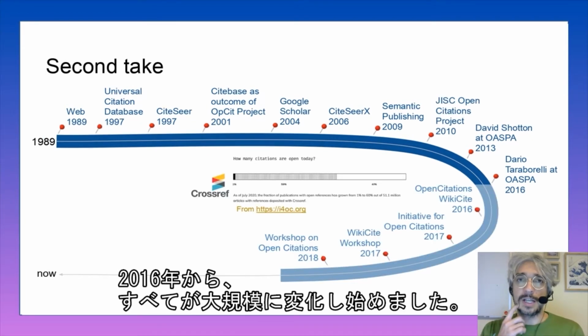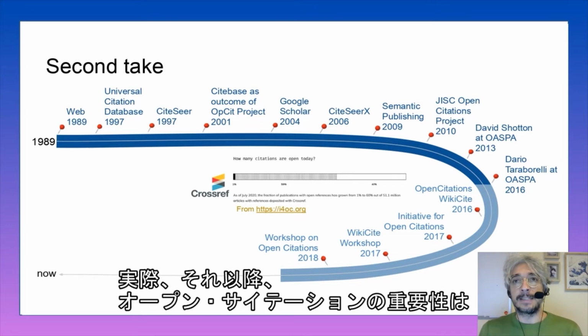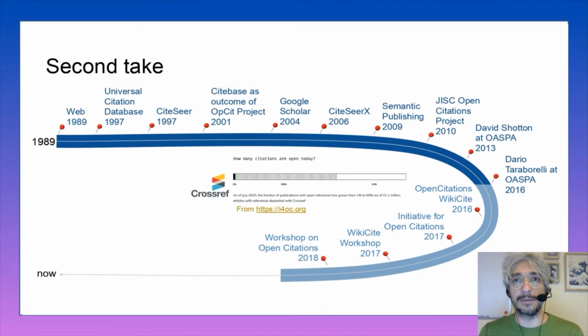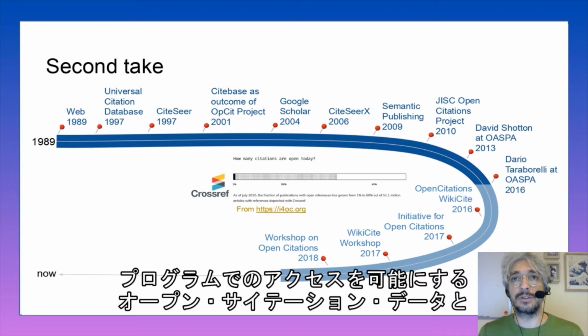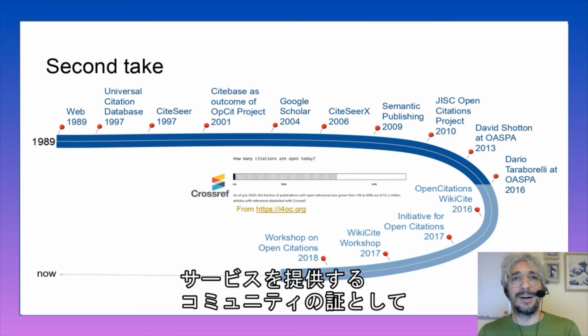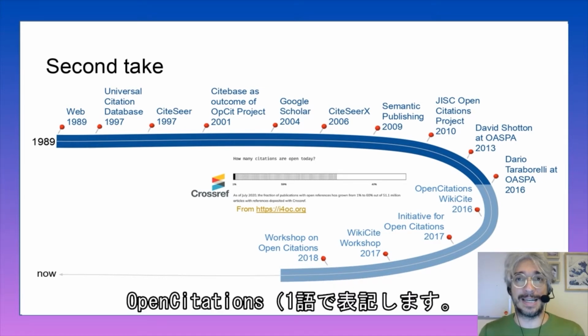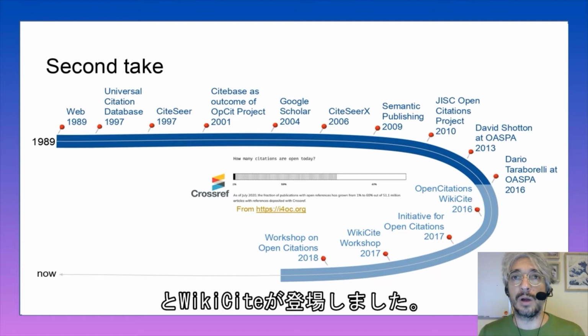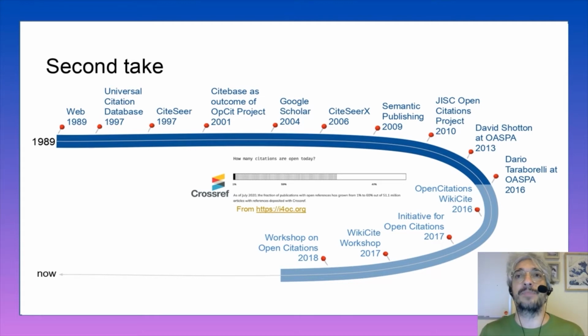From 2016, everything started to change at large scale. In fact, the importance of open citations got a broader audience and led to the introduction of open citations as one single word, with the Open Scholarly Infrastructure I'm directing with David Shotton, and WikiCite as testimonial of communities providing open citation data and services to allow their programmatic access.